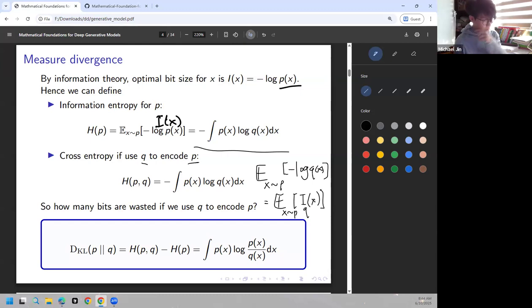This is because we take samples X from the distribution P, and we use Q to encode that, and take the expectation, which is the cross entropy if we use Q to encode P. So here we can calculate the difference between them to know how many bits are wasted if we use Q to encode P, right? It's just the difference between H(P, Q), the cross entropy, and the original entropy. And you can see it results in this function, right?